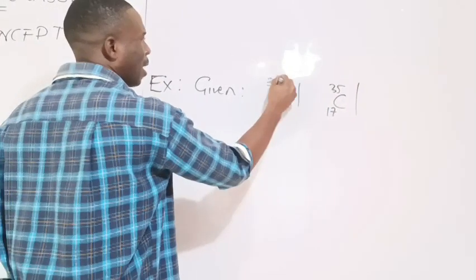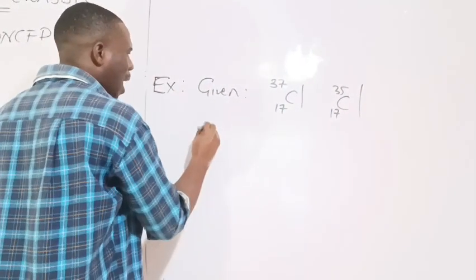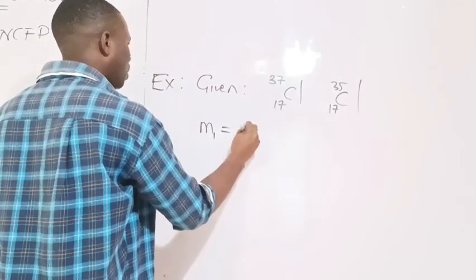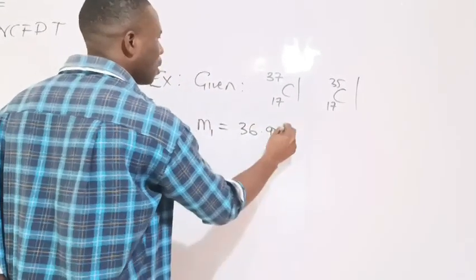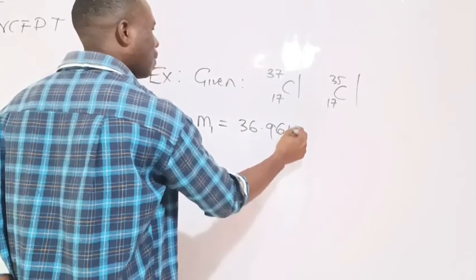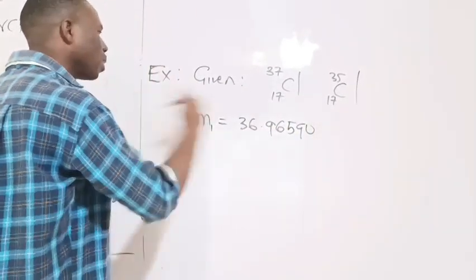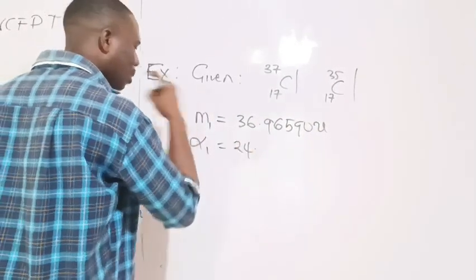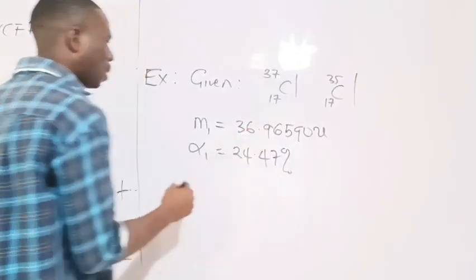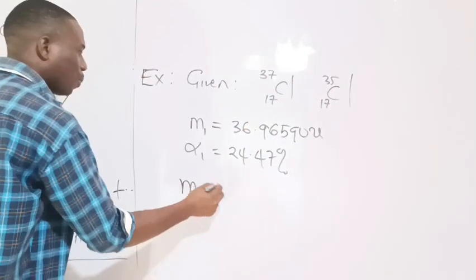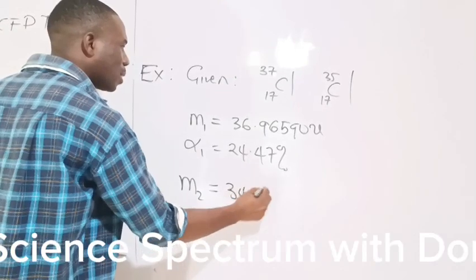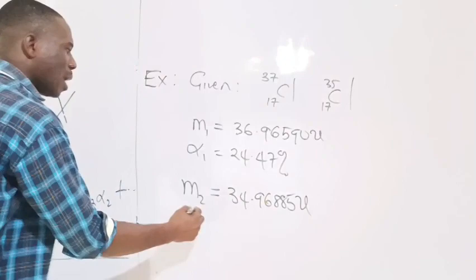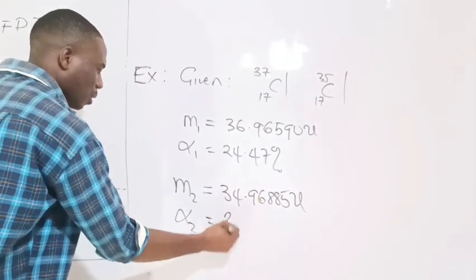So I want to look for the weighted average. But I'll give you now the isotopic mass of chlorine. The first isotope, let's say, is 36.96590 atomic mass units. Let's say its abundance is 24.47%. And I give you the mass of the second isotope, which is 34.96885 atomic mass units. Its abundance is not given.